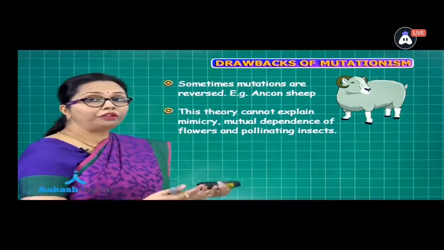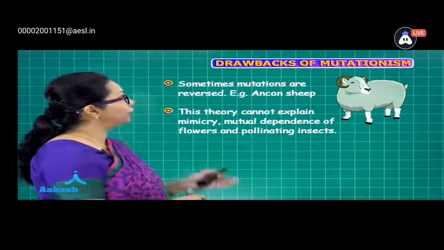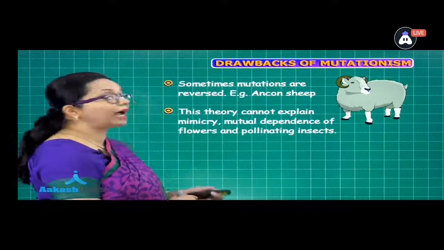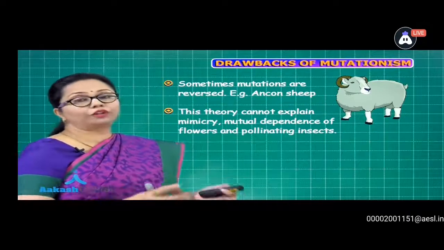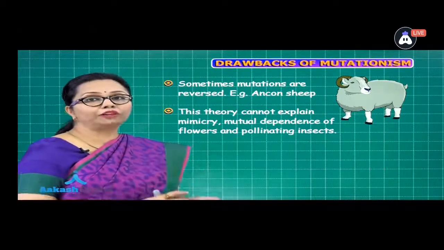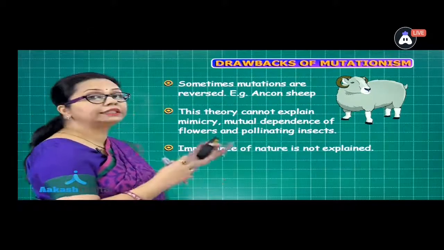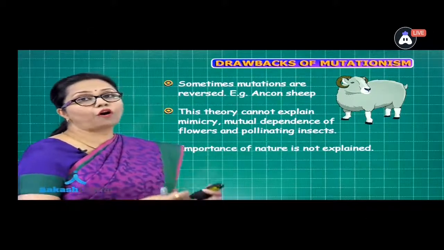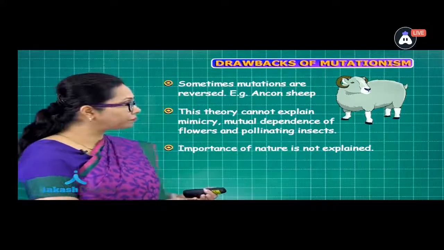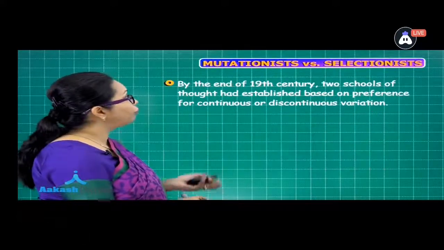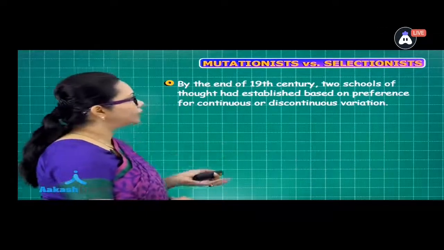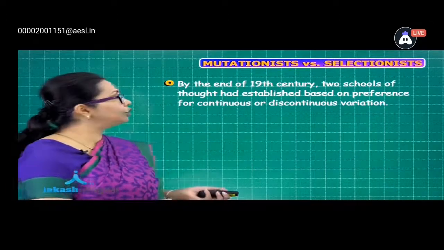And of course, whatever Darwin's theory could explain cannot be explained by mutationism. So this cannot explain mimicry, or the mutual dependence of flowers and pollinating insects, because after all, De Vries was totally a geneticist. He was working in lab conditions while Darwin was a naturalist. That's why De Vries never understood the importance of nature, that is, environmental conditions having their impact on evolution. This resulted in a wide gap between the mutationists and the selectionists. So now two schools of thought developed, for continuous or discontinuous variation.